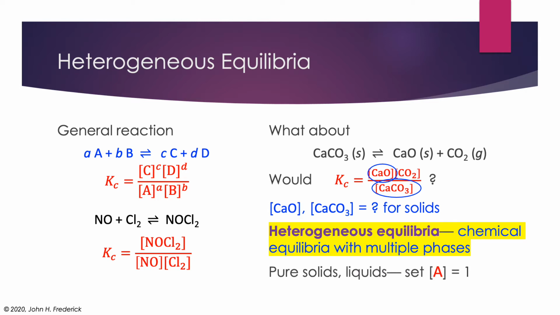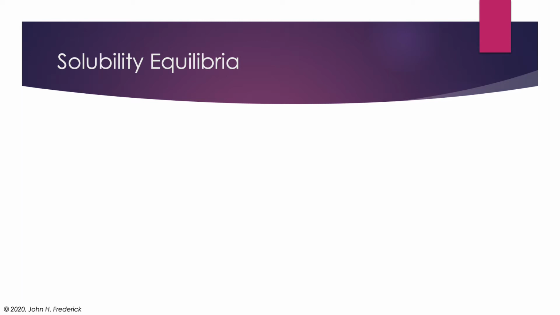And now, whenever we run into this, it's customary for us to set the pure solids and liquids, set their concentrations equal to 1. In effect, their influence in the reaction is subsumed into the equilibrium constant. And it's only the fluid phases, like gases or solutes in a solvent in a solution, that are going to vary during the course of a reaction. So that means that the equilibrium constant for this calcium carbonate reaction would actually just be the concentration of the CO2.